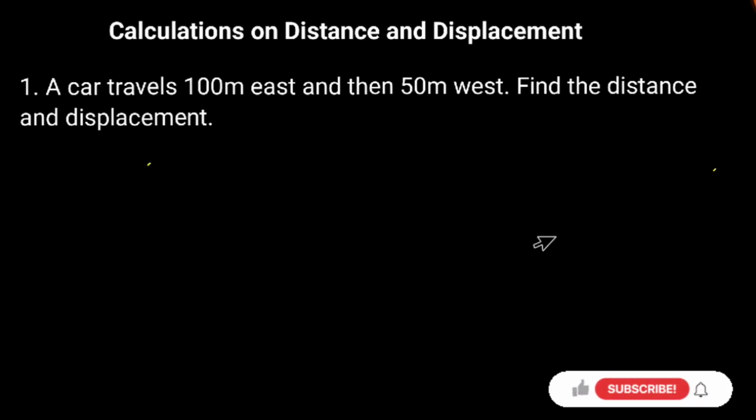In this lesson, we'll be solving some questions on distance and displacement. So question number 1. A car travels 100 meters east and then 50 meters west. Find the distance and displacement.